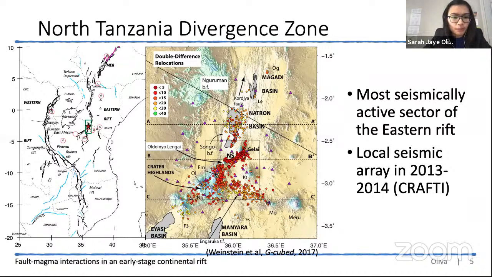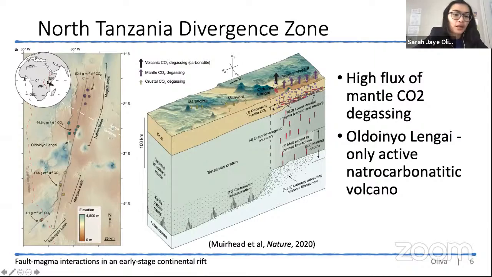It's also important to note that the Eastern Rift is a magmatic rift, as opposed to the Western Rift, which is known as poorly magmatic. So there are a lot of volcanoes, especially up on the Kenya side of the Eastern Rift. And then coming down here towards Tanzania, there are also a few volcanoes, but there's only one very active volcano. And that would be Oldonyo Lengai, that is currently active.